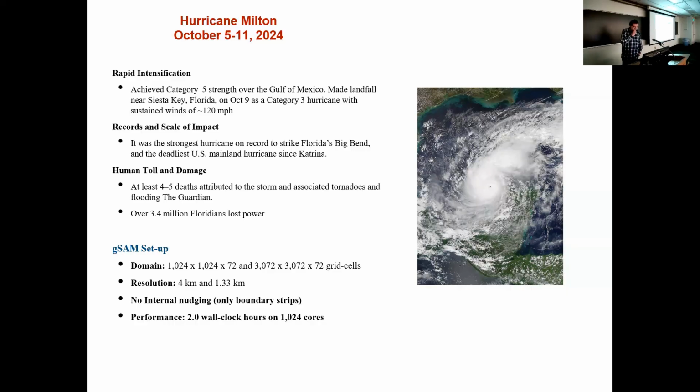The domain in this case is the same as for Hurricane Helene, but I also did one simulation with 1.33 kilometer grid spacing instead of 4, but the domain size is the same. And again, no internal nudging was used. And for these simulations, which are like 5 or 6 days, it takes only 2 hours to run. So you can run ensembles very easily.